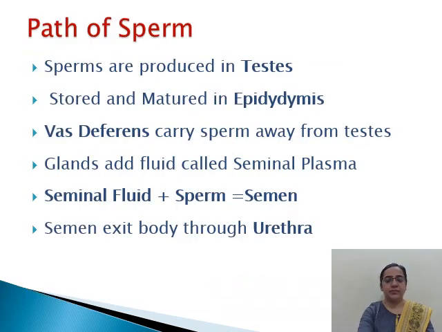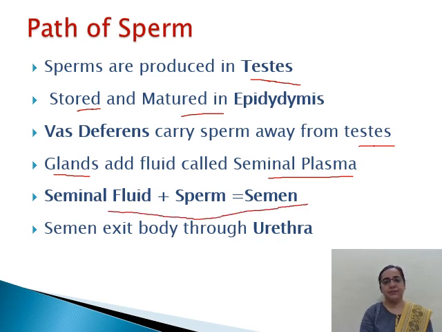So this is the path of sperm. These are produced inside the testes. Then they are transferred from the testis to the epididymis by the rete testis. In the epididymis, the sperms get stored and they are matured. Vas deferens carries the sperm away from the testis. Once the sperms are moving, certain glands add their fluid, which is called the seminal plasma. Seminal fluid along with the sperm makes the semen, and semen exits the body through the urethra. So this is the path of the sperm from the formation inside the testis to moving outside through the urethra.